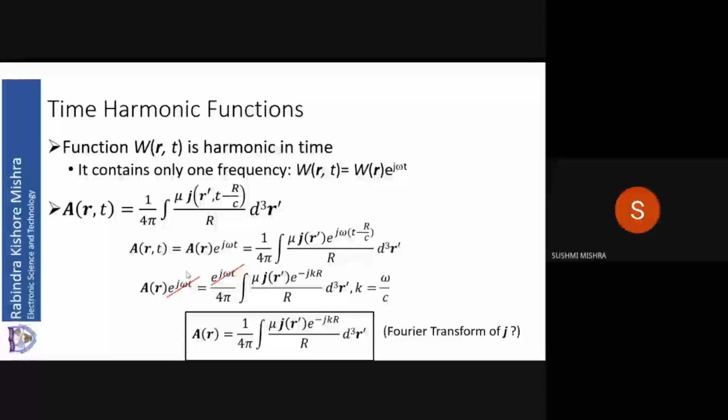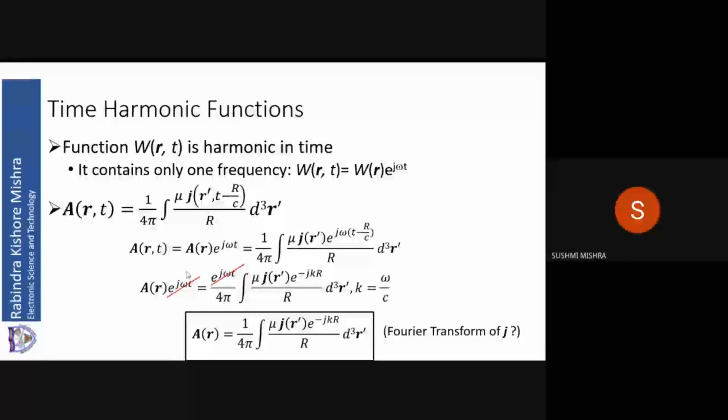Now look at this equation which I have boxed. A(r) is equal to 1 by 4 pi integration mu J(r') e to the power minus j k r upon r d³r'. Does it remind you of something like the Fourier transform of J? You have read the Fourier transform in terms of t. So if I replace r with t, then this will give me the Fourier transform in the time domain.